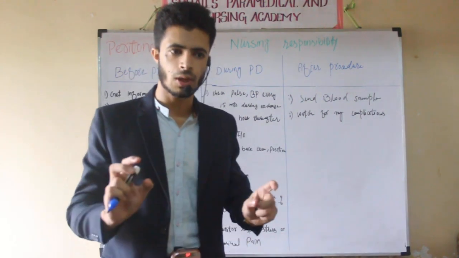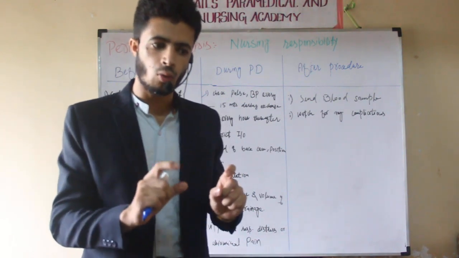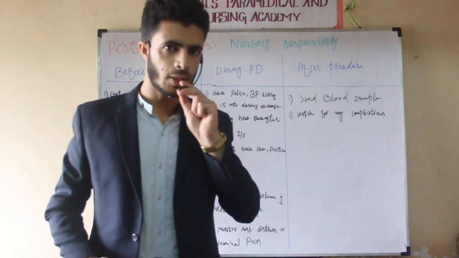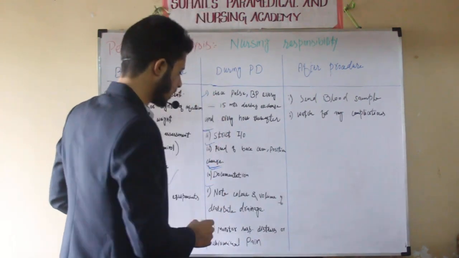So all the things we are doing during the procedure, and who was the responsible person for the peritoneal dialysis, all of that we have to document. That is called documentation. Another is to note the color and volume of the dialysis.